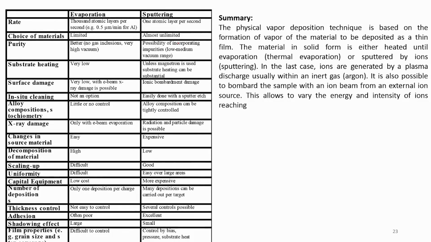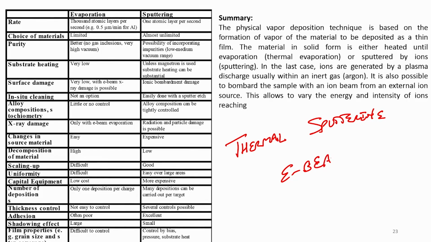So, if I want to summarize, physical vapor deposition consists of three techniques. One is called thermal evaporation, second is called sputtering, and third is called e-beam evaporation. Right, thermal evaporation, e-beam evaporation, sputtering.